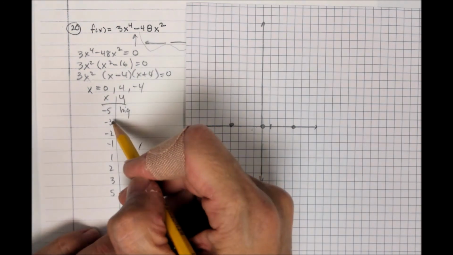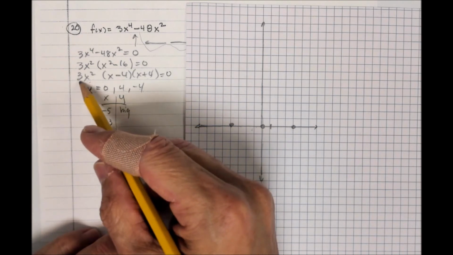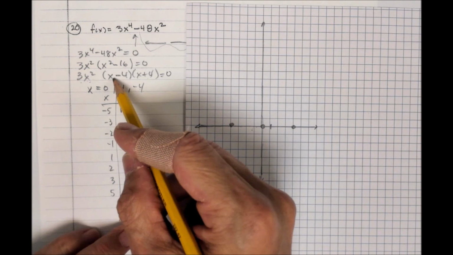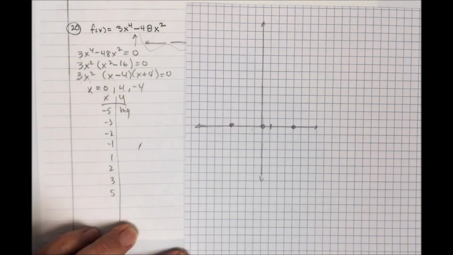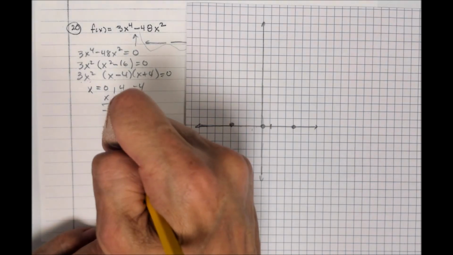If I plug negative 3 in, negative 3 squared is 9, so that's 27 times negative 1. That's negative 27 times 7. Got to get my calculator out here. Make sure you bring your calculator with you. Negative 27 times 7. Yikes, negative 189. This is a stupid problem for me to do.